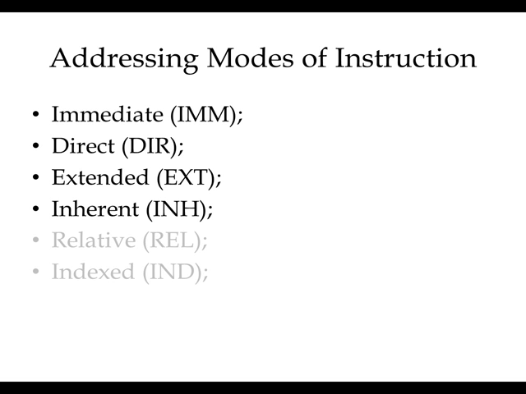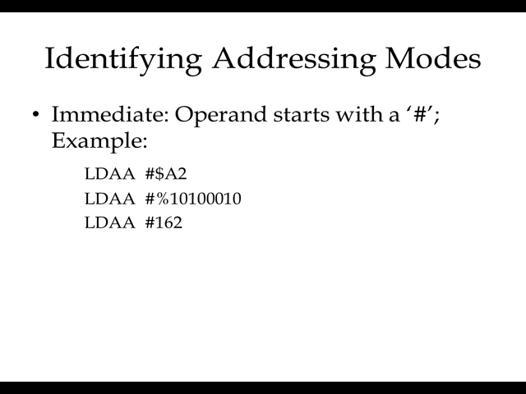Because at this point, we know nothing, okay? Now, let's look at some example or some clue, okay? If you use the clue, trust me, it doesn't matter what instruction you have, it will be working. Now, immediate. How do I know that the instruction is immediate? Look at the operand. Remember, the instruction has 2 parts: opcode, operand, okay? Look at the operand.